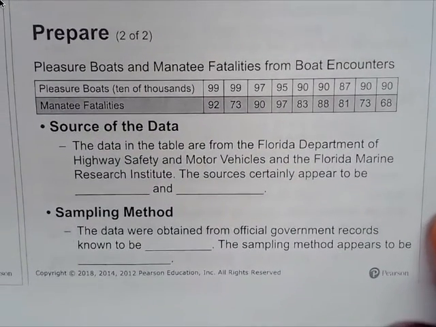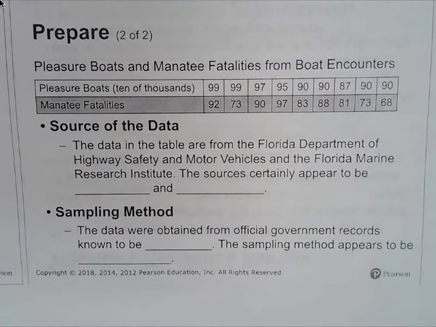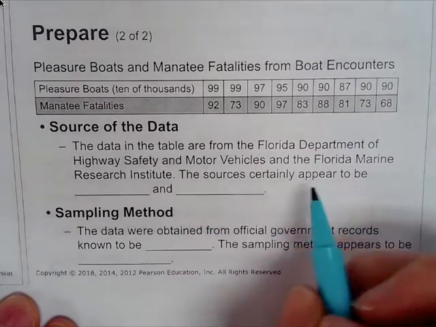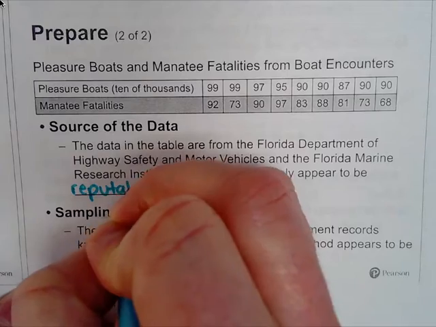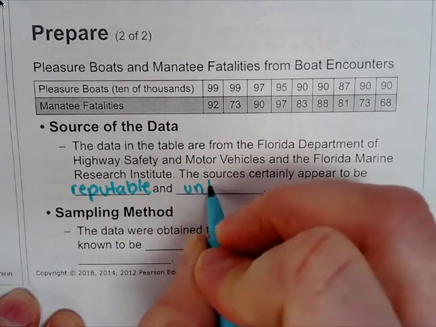So you want to look at the source of the data. It tells us that the source is the Florida Department of Highway Safety and Motor Vehicles. And also for the manatees, they found this information from the Florida Marine Research Institute. Those are very professional organizations. They weren't looking to gain from this. That's what causes bias, if a company is looking to gain something from proving this or that. So the source certainly appears to be reputable and unbiased.